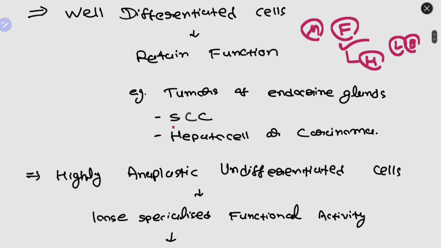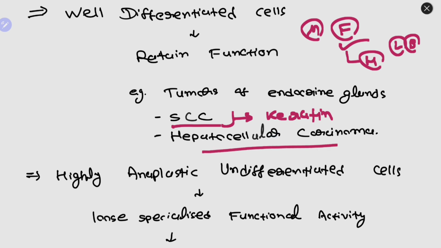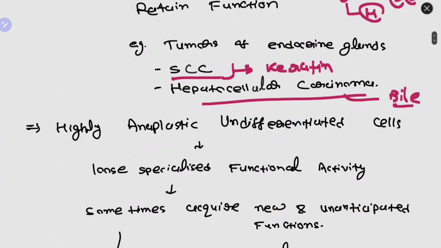An example of a well differentiated tumor is squamous cell carcinoma. What does squamous cell do? Squamous cells produce keratin over the skin. Okay guys, while hepatocellular carcinoma, what does it produce? Bile. Obviously, they retain their function, and their secretion or keratin formation will be increased.